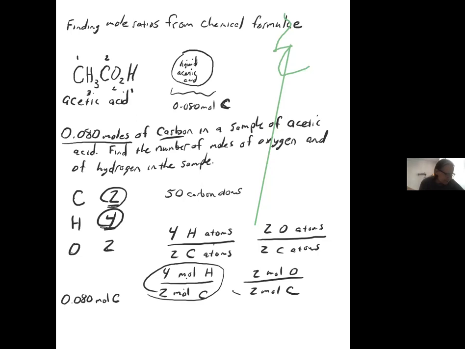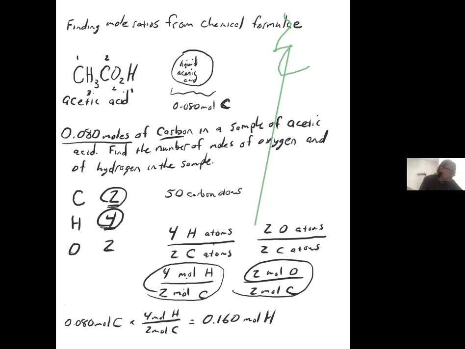So if you want to know how much hydrogen there is, sorry, let me write this again. You just say, okay, it's four moles of hydrogen for every two moles of carbon. And that would give you 0.160 moles of hydrogen, right? You get twice as much, right? So, you know, there's four of these for every two of those, so you have twice as much. The same is, well, not the same, but you also can use this ratio here. It's two oxygens for every two carbons. So what's gonna happen there is it's two moles of oxygen for every two moles of carbon. Well, 2 divided by 2 is just 1, so it's gonna be the same number.